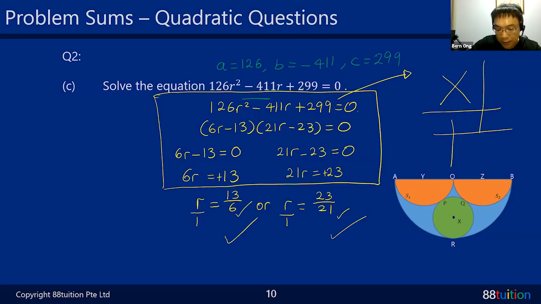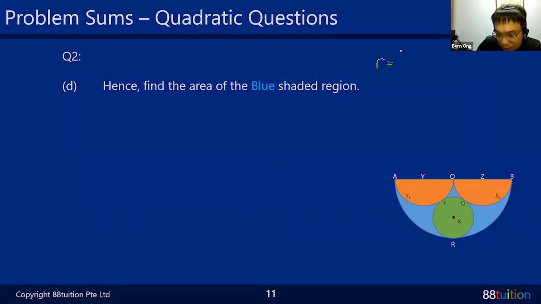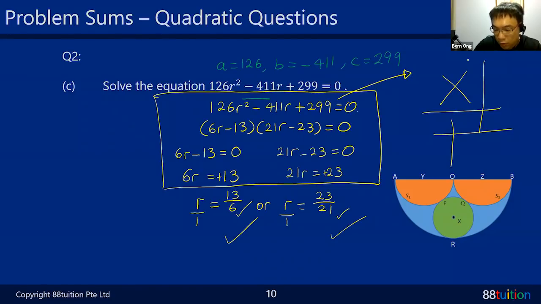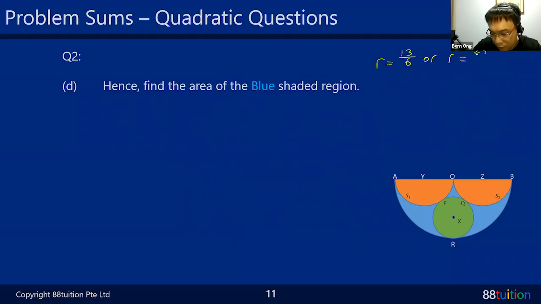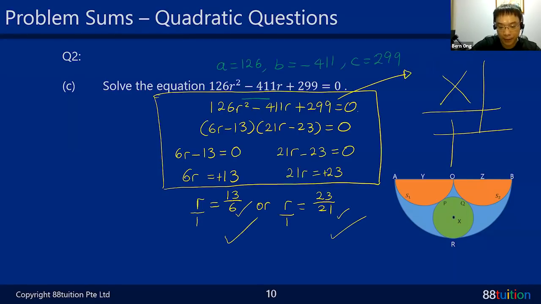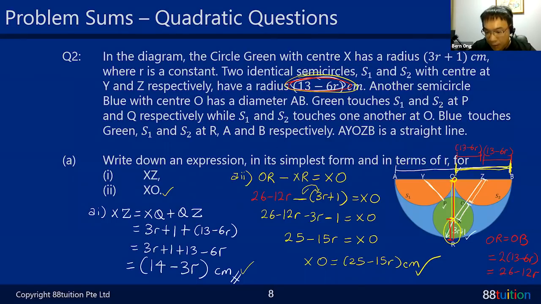Let me write down the two answers first. R is 13 over 6, or R is equal to 23 over 21. Which is the answer? Of course, you have to look back at the question, the main paragraph. If your R is 23 over 21, what will happen? Let's try to substitute into here. 13 minus 6R. Let's try to sub inside, to see whether you will get a positive number or not.